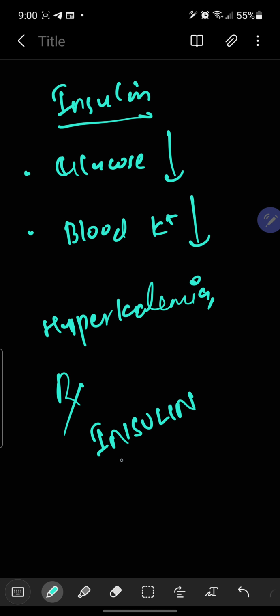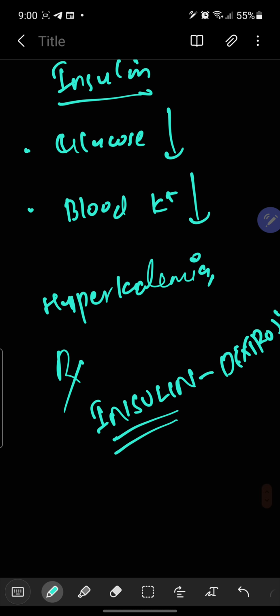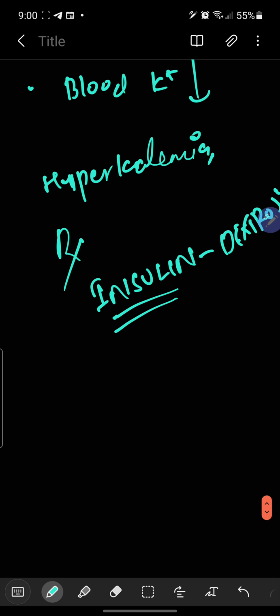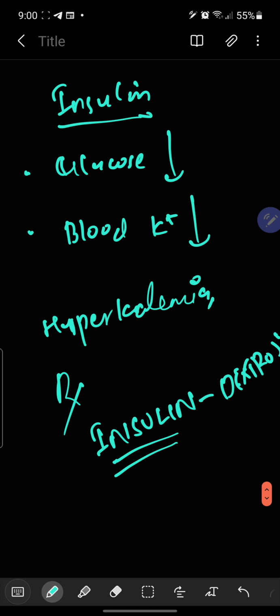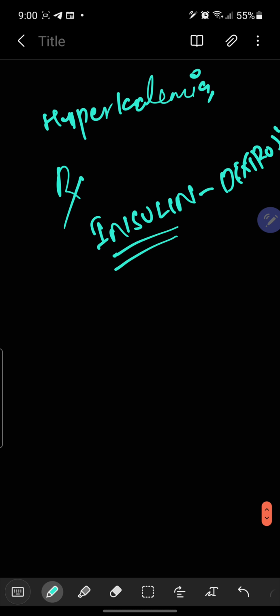But we are not giving insulin alone because the blood glucose level will decrease. Hence we are giving a combination of insulin and dextrose. These two functions occur in a fraction of seconds. Hence these actions can be termed rapid action because they act in a fraction of seconds.